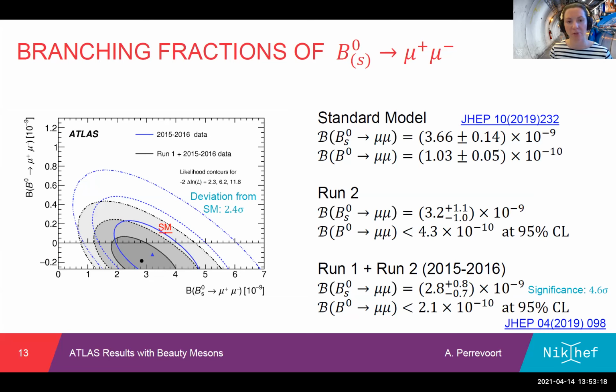We have a bit of correlation. No, there's no restriction. Otherwise, the best fit value would sit somewhere here, right? What we have, though, is some correlation because of the mass resolution, and that's why you see this ellipse being a bit tilted.